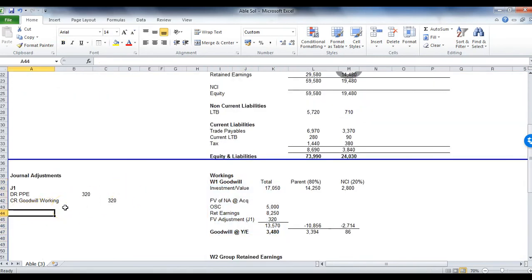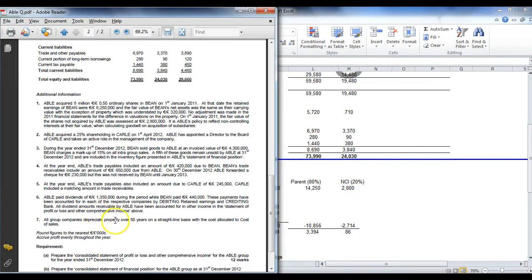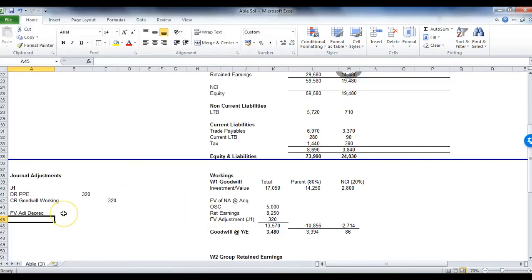We'll also finish off the fair value adjustment depreciation while we're at it, because they're very much related. And we know from the question, note 7, that they depreciate over 50 years, and that goes to cost of sales. So here we're going to have debit retained earnings, debit NCI, and credit PPE. Because remember, you have to split it between retained earnings and NCI, because this is a fair value depreciation adjustment in the sub's accounts. So that means it will impact the NCI and the group retained earnings.